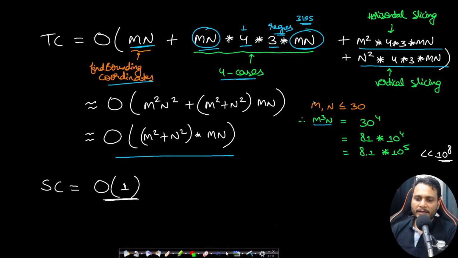Now if you know the calculation which I had shown you, you will end up with m cube n, and you know that the maximum value of m, n is 30. So m cube n, or you can say n cube m, can go to maximum 10 to the power of 6, which is less than 10 to the power 8. So this solution is going to pass perfectly fine, and the space complexity is just order of 1 because we are just using a constant number of variables. I hope this solution is clear, and this solution will definitely pass all your test cases on Leetcode. So let's look at the code walkthrough.